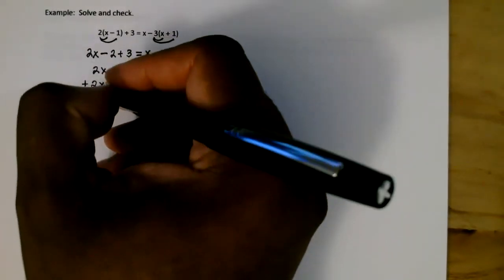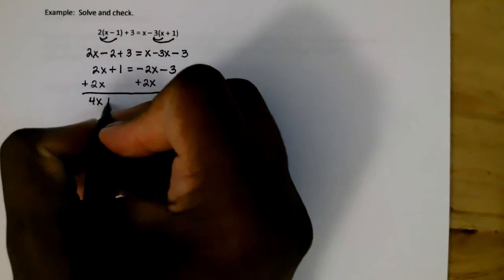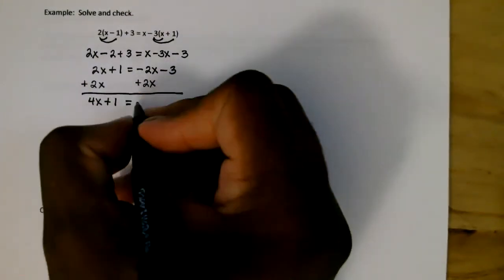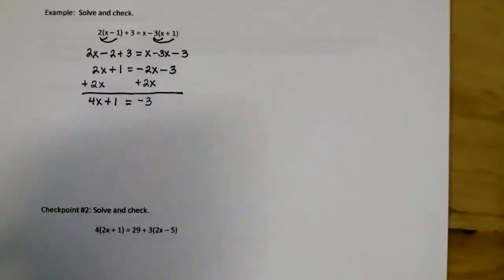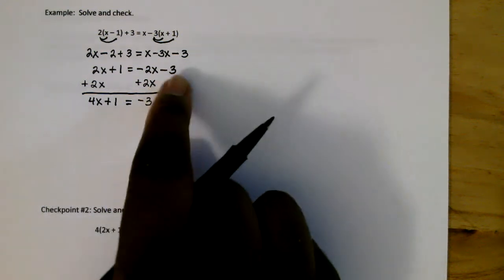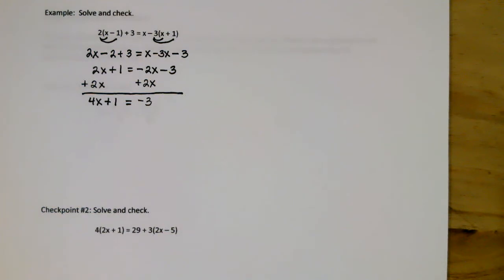So here, 2x plus another 2x, that will be 4x plus 1 equal to, and here I got negative 3 here, and make sure you bring the negative in front of the 3 with it. I see students, when they solve equations, when they bring terms down, they forget to bring the negative or the minus sign in front.